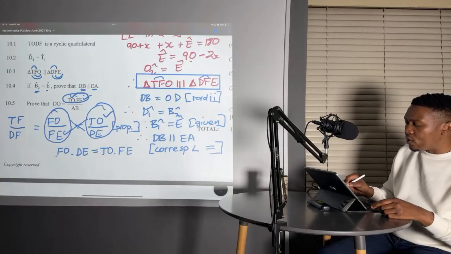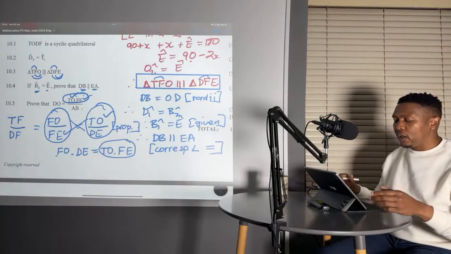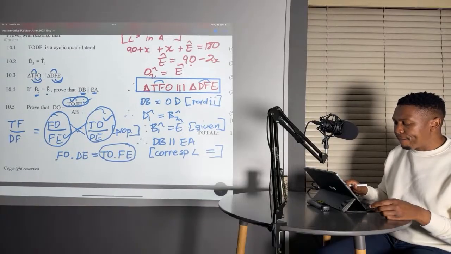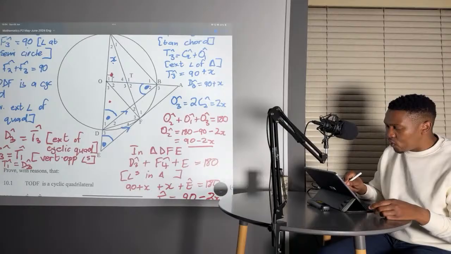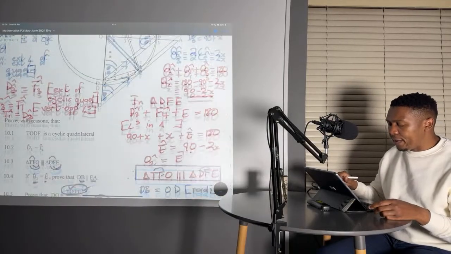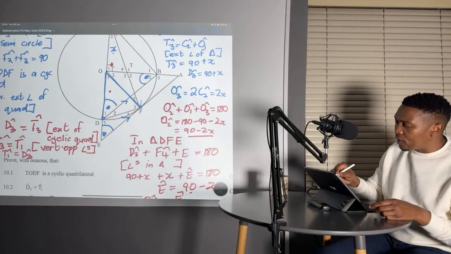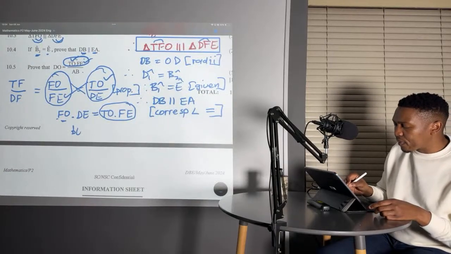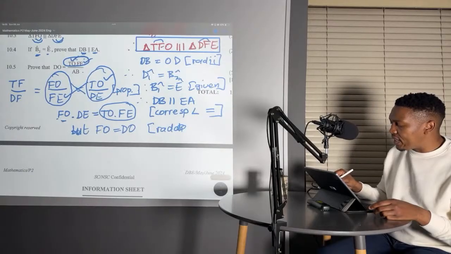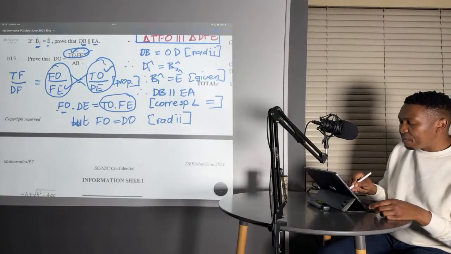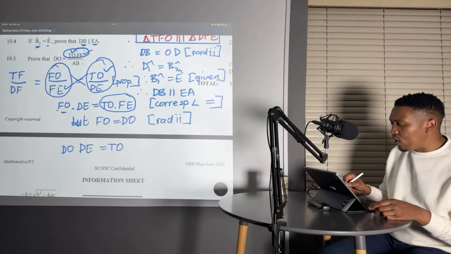Now already can you see that I've got my numerator over there, right? So what you then will go and do, ladies and gents, look for sides that are either similar or proportional. So let's see. Which side? Let's see, FO. Where is FO? Right, so FO, that's the radius. So FO and DO, definitely equal. We know that FO is equal to DO. That's radii. So I can replace FO with DO. So DO times DE is equal to TO times FE.